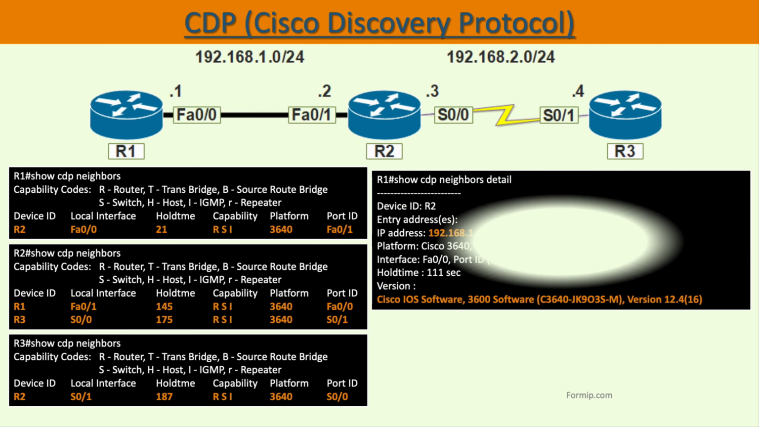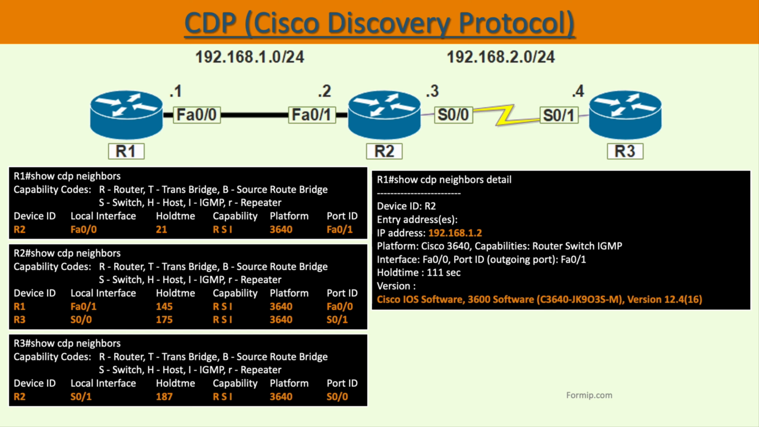The show cdp neighbors detail command allows us to reveal even more information. For example, here we can see the IP address and the version of IOS. This can be of great benefit to us, but it is also a security risk.